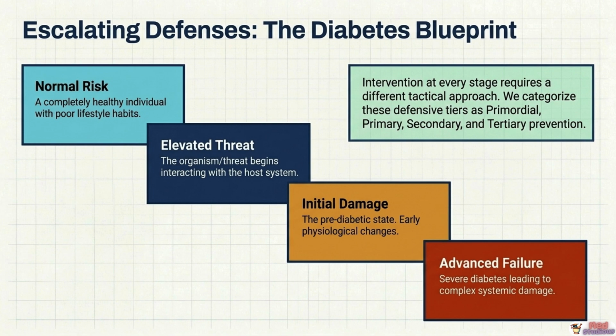Fasting blood glucose is elevated above normal, but below the diagnostic threshold for diabetes, typically between 100 and 125 milligrams per deciliter. Beta cell function is declining. The early physiological lesions of diabetes are quietly accumulating. This is the critical early detection window.